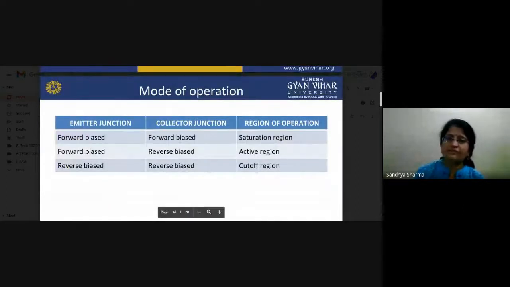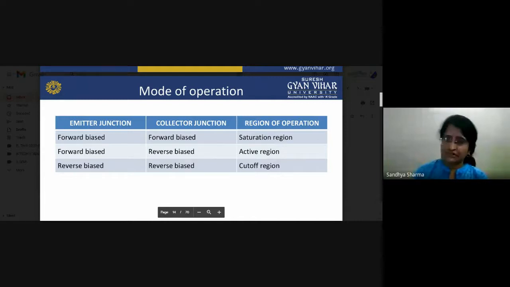So now we will see here. We have two types of junctions in a transistor. The first one is the emitter junction, the second one is the collector junction. So for the region of operation, if you have forward biased both the junctions, now what will happen there?